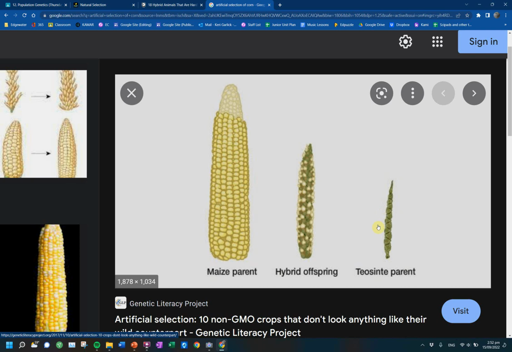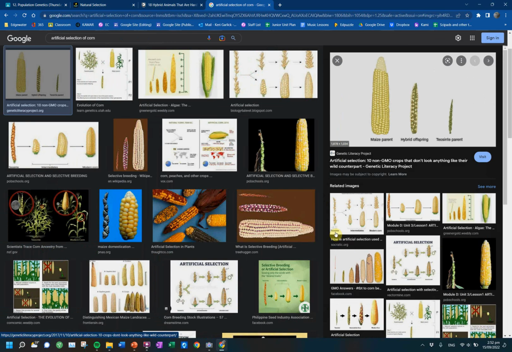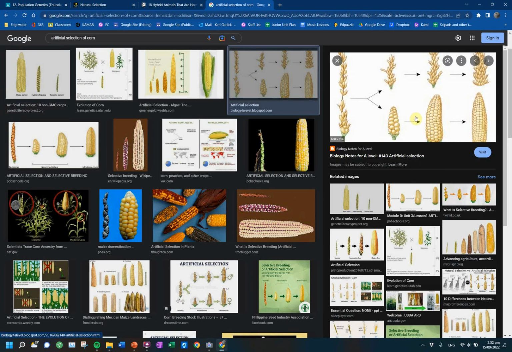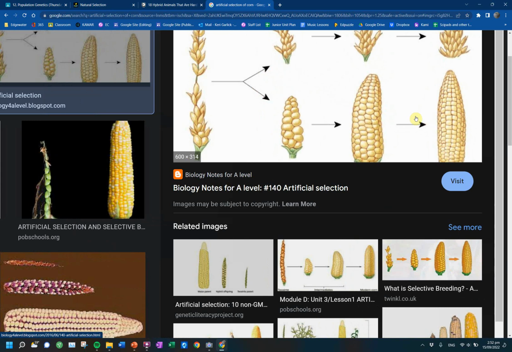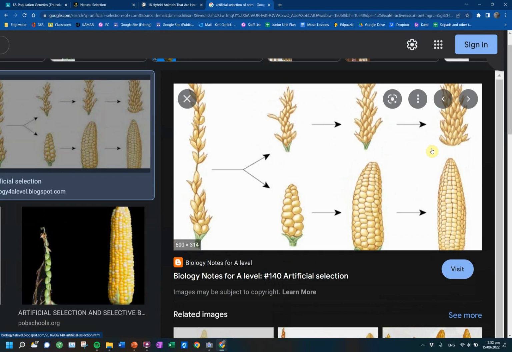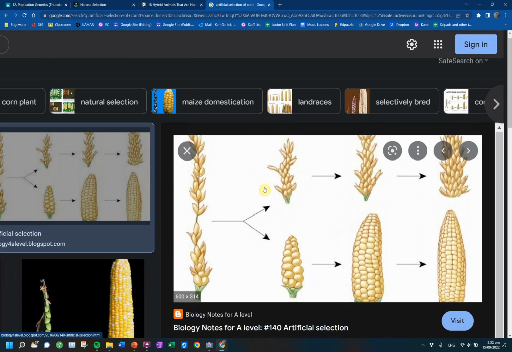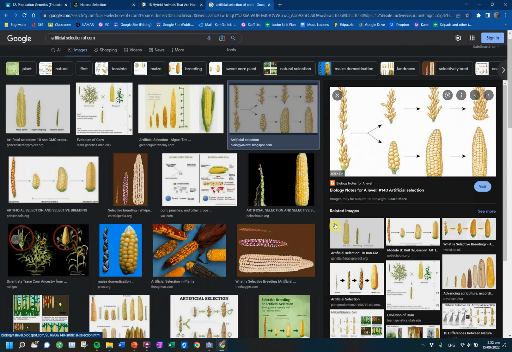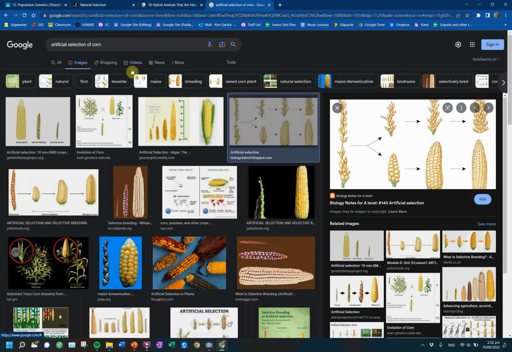What we did is we kept breeding them and we kept selecting them. Over multiple generations, this is what humans have done, this is the artificial selection. We selected plants with certain traits that we wanted, and eventually we got to the corn that we eat today. So that's what corn used to look like. I'll give you some more examples because it's cool to see this.